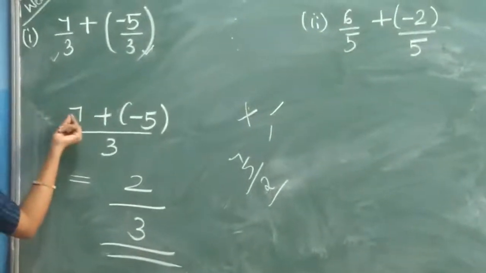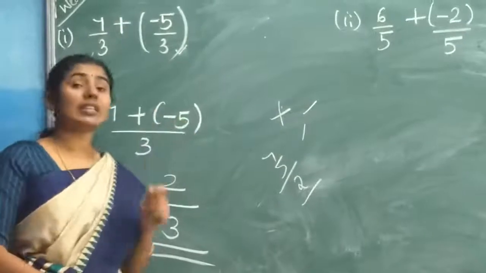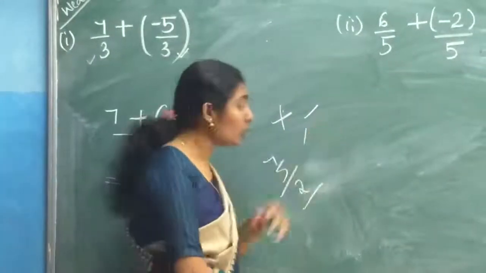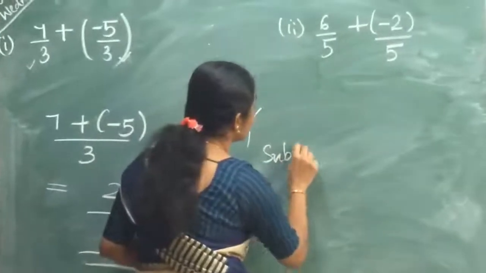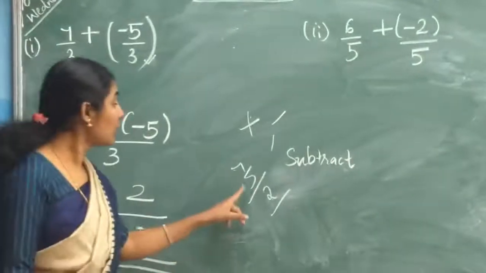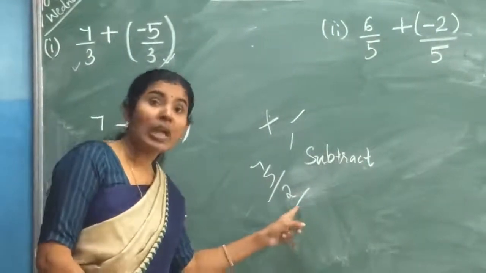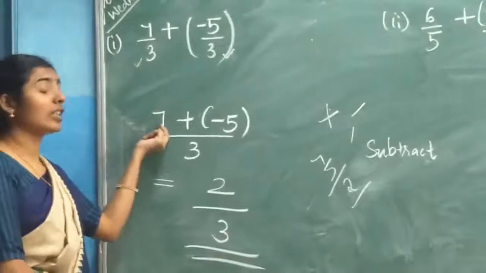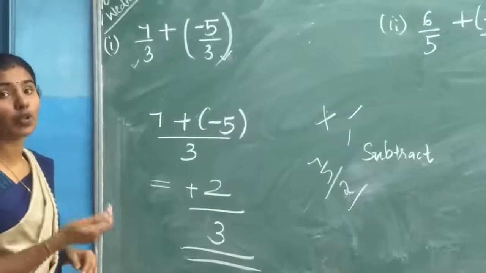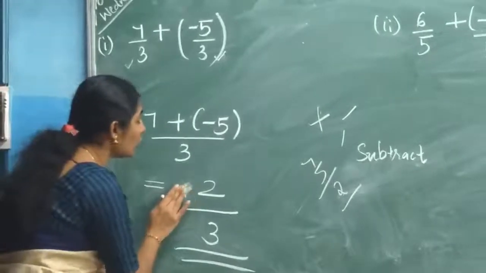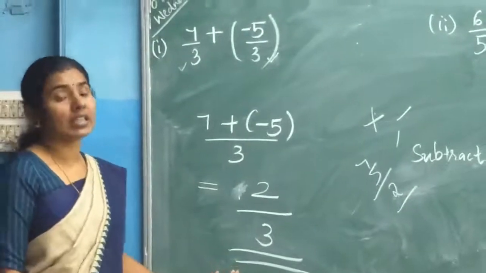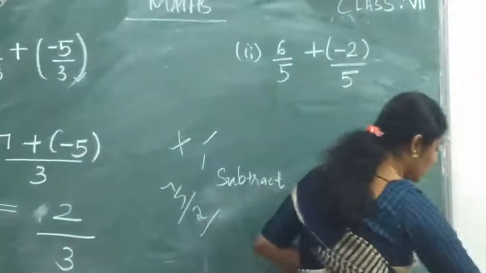See here, 7 is a positive number and minus 5 is a negative number. When you are given one positive number and one negative number, what should you do? Subtract the numbers and give the sign of the largest number. 7 and 5, when you subtract, you get 2. And the sign of the largest number, 7, is positive. You have studied that for a positive number you don't need to write the positive sign. So what is the answer? 2 by 3.